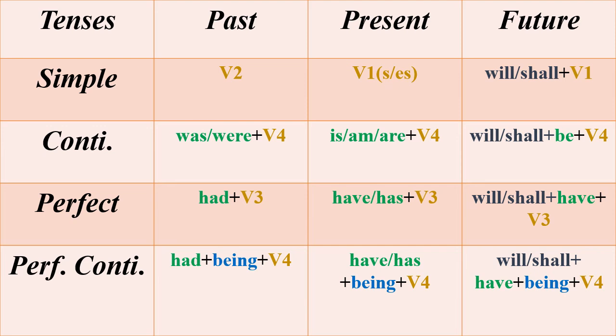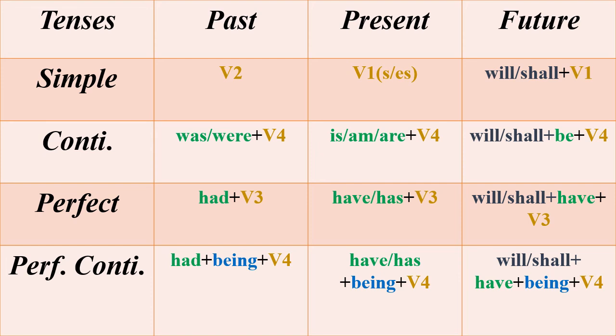We use have or has for present perfect tense. Have always follows pronouns like I. Has always follows pronouns like he or she. For example, I have eaten my lunch. He has eaten his lunch. We use have along with will or shall for future perfect tense.